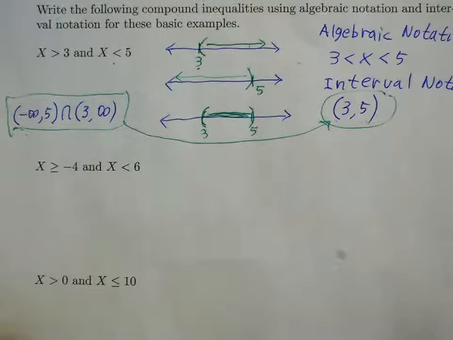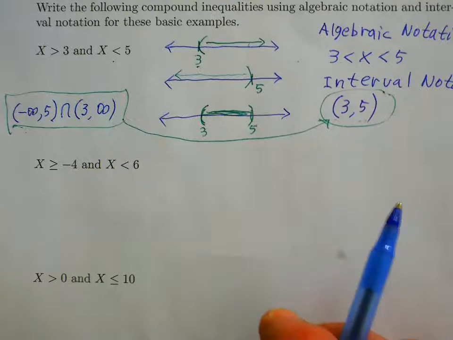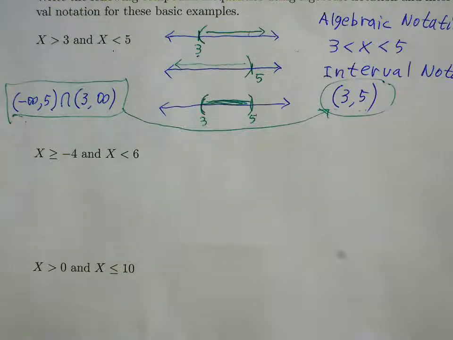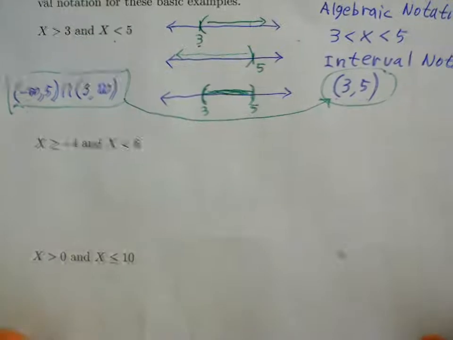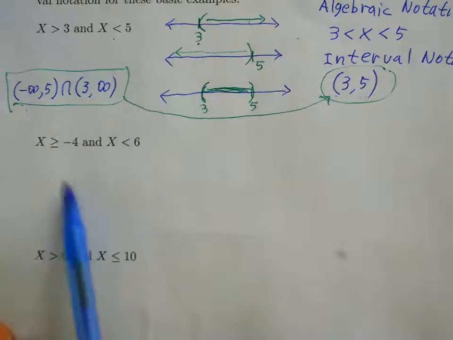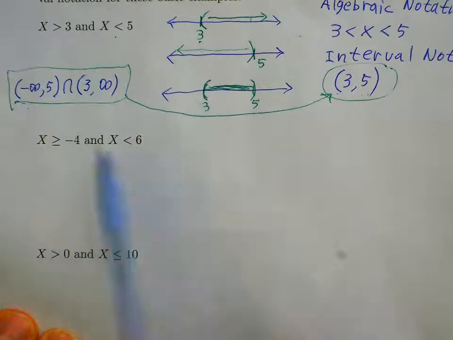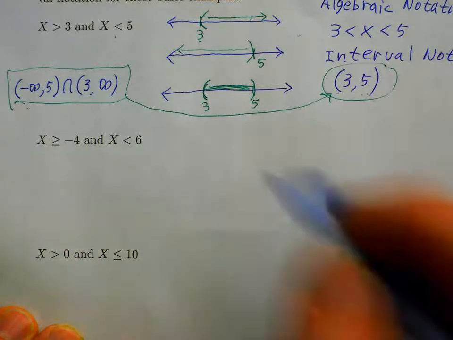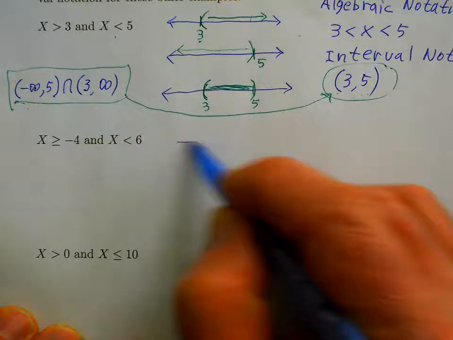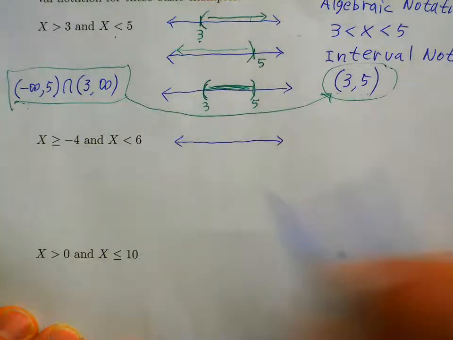Okay, so the examples we'll look at are going to be, some of them will be similar, just with different symbols. Sometimes we'll use brackets, sometimes we'll use parentheses, sometimes we'll use a combination, but it's all determined by what we're looking at. Okay, x is greater than or equal to negative 4 and x is less than 6. So we'll do the number line overlap method.